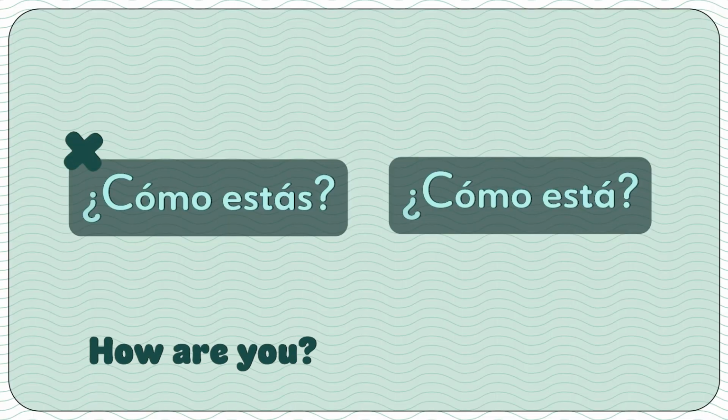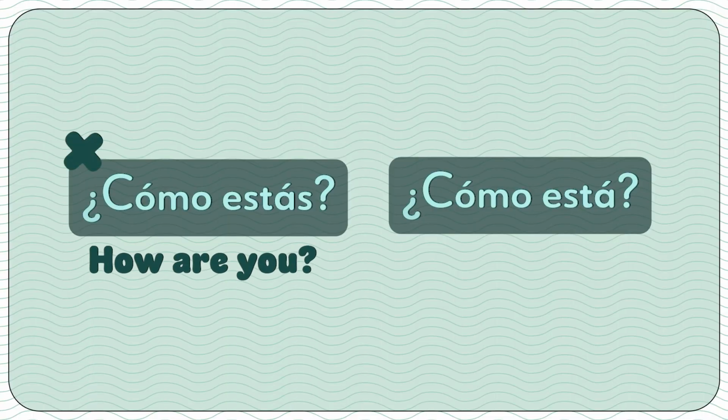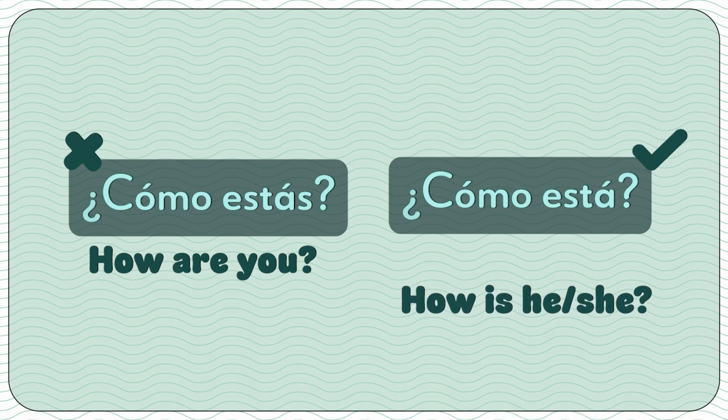Here's the weirdest part about usted. When we're referring to somebody, we actually speak to them as if we were talking about them. So instead of me going, ¿Cómo estás? How are you? I would go, ¿Cómo está? How is he or how is she? We have talked about pronouns. Now let's talk about verbs.